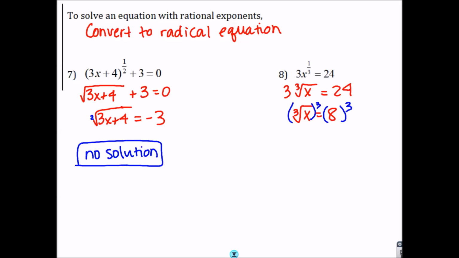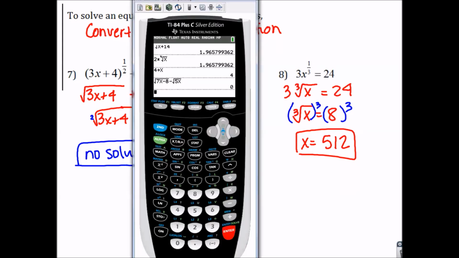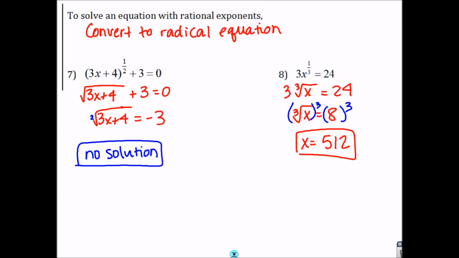So I end up with x equals 512. And again, we should double check our answers. So if I plug 512 in for x, I have 3x to the 1/3 power, and that equals 24. So 512 is the correct answer.